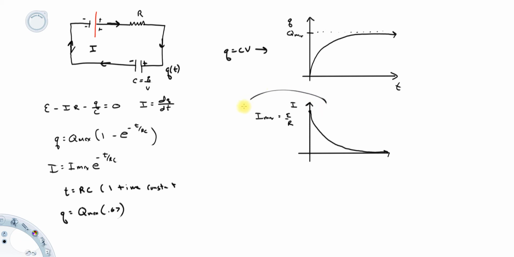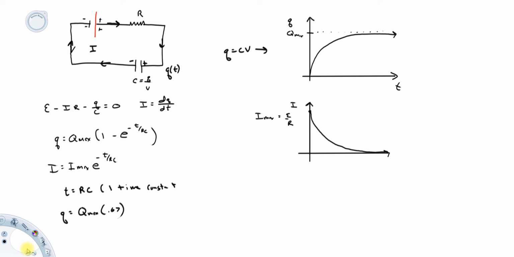Let me talk about this graph here. At first, the current's really high. It starts at a maximum value, which is equal to E over R, and I'll talk about why that is in just a moment. But once the capacitor gets fully charged, the current goes to zero. So our current graph looks something like this.